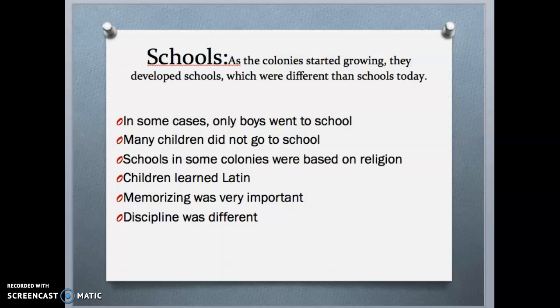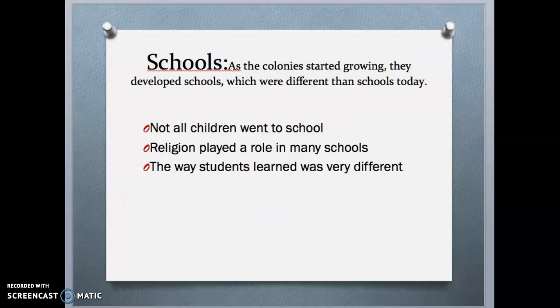Memorizing was very important is another small idea. And discipline is a little bit bigger, but I'm wondering if I could put all three of them together to have another idea that's about the same size as my first two. And I could say that the way children learned was different in many ways. And I could write a paragraph about that.